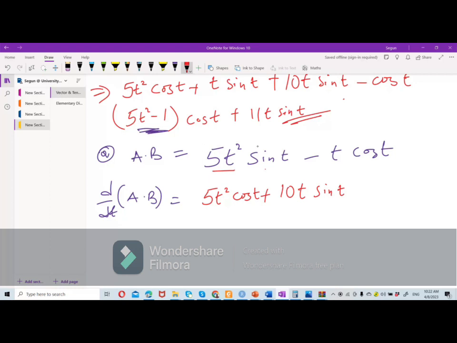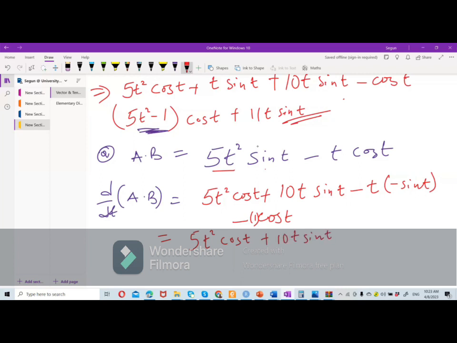Yes, sir. Now, we do the same thing to the other side. If I'm differentiating minus t cos t, I hold t constant and differentiate cos t. What do you have? Minus sin t. So then I will differentiate t and hold cos t constant. It will become minus cos t, because when you differentiate t, you have 1. So at the end of the day, I have 5t squared cos t plus 10t sin t, minus times minus plus t sin t, minus cos t.